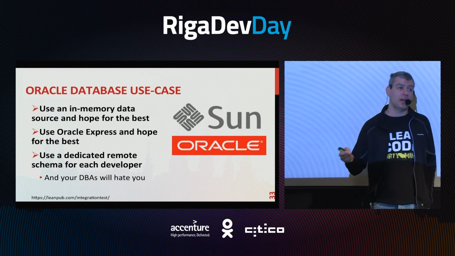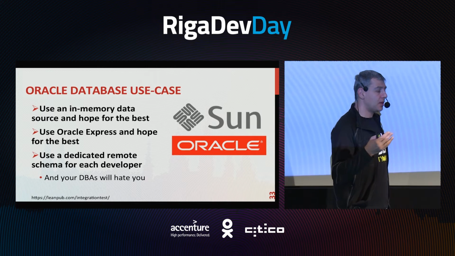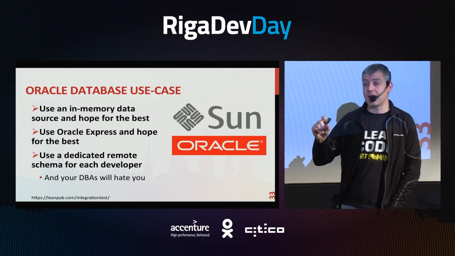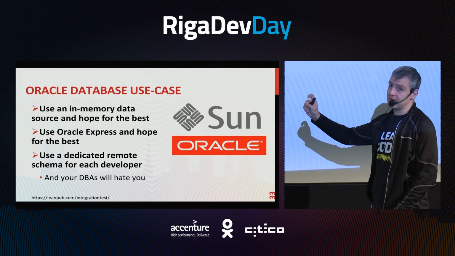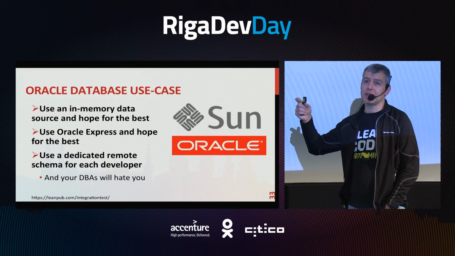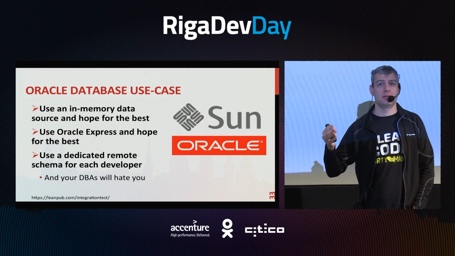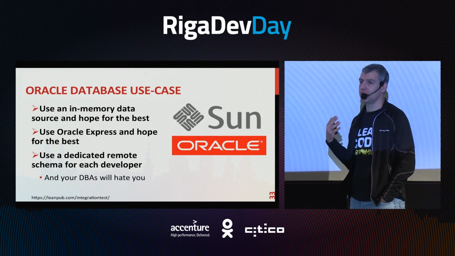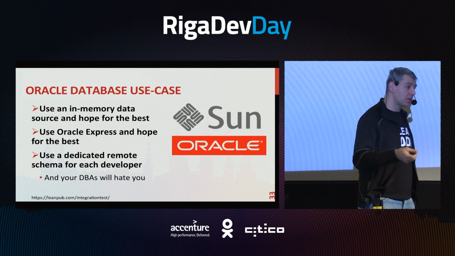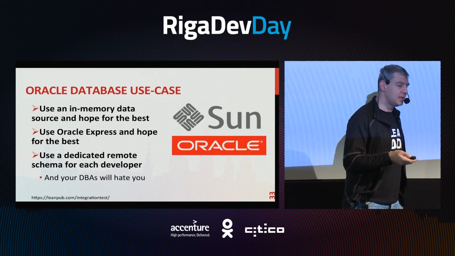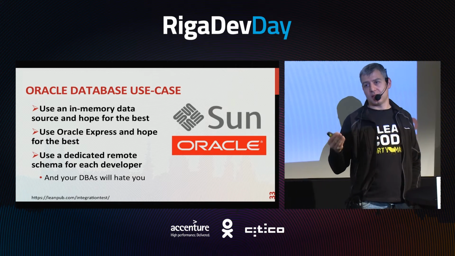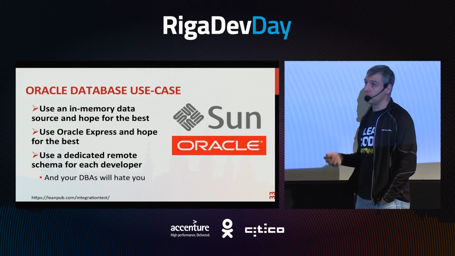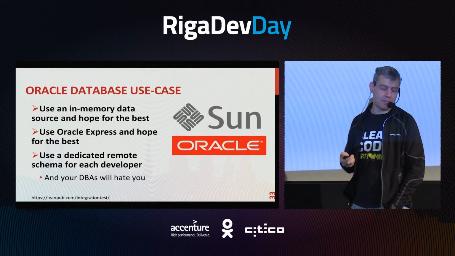You might use in-memory database. The thing is, whatever you use, you really want to close the gap as much as possible with the production system. So the best way to do that is to use the real database and use a dedicated schema, even better one for each developer. And that works pretty well. Probably your DBA will hate you because it will take a lot of space, but it's still the best option if you really want to reduce the risk to a minimum.